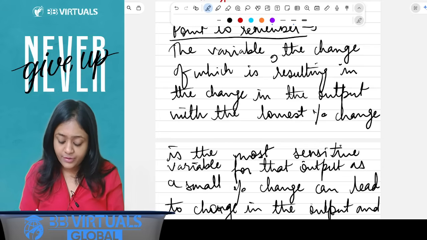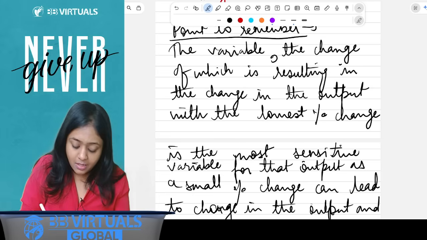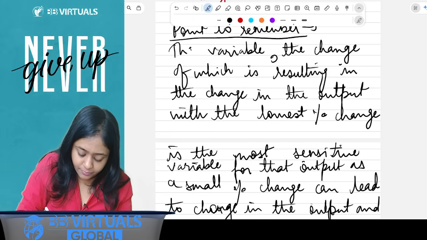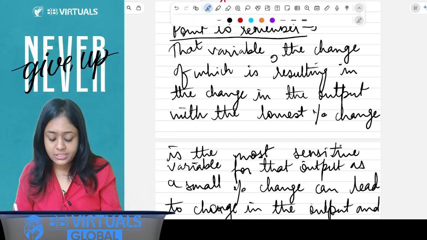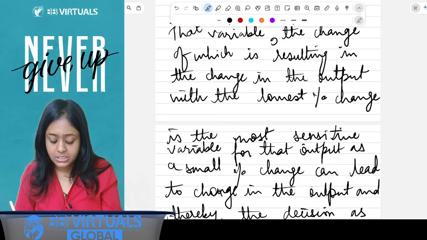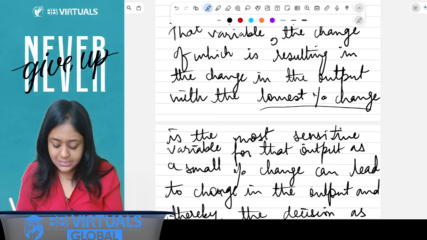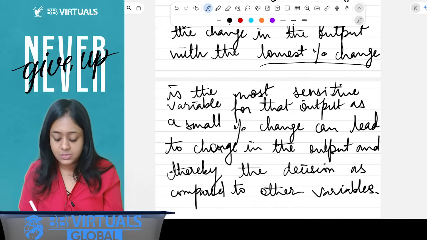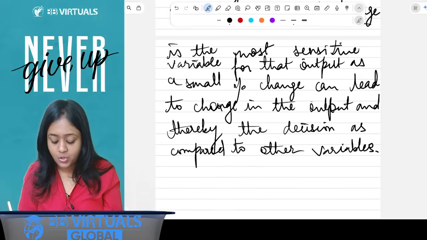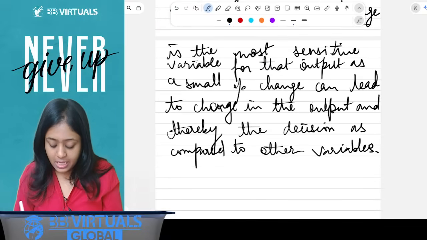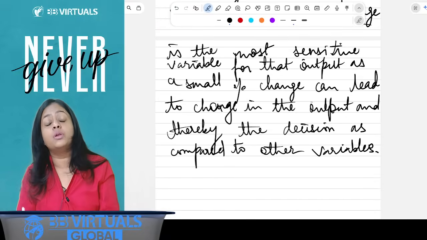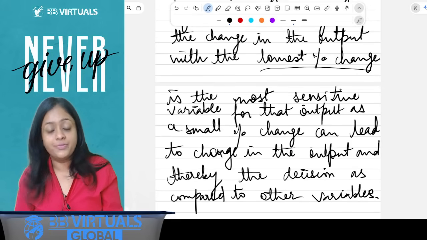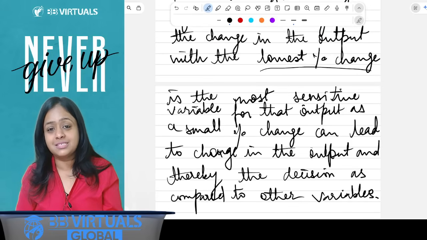The change of which is that variable. Okay, that variable, the change of which is resulting in the change in the output with the lowest percentage is the most sensitive variable for that output, as a small percentage change can lead to big changes in the output, and therefore it is the most sensitive of all the variables. Yes. Done with risk and uncertainty.